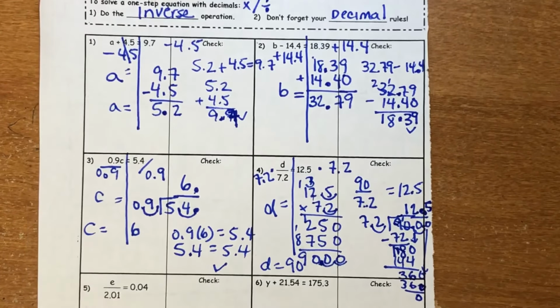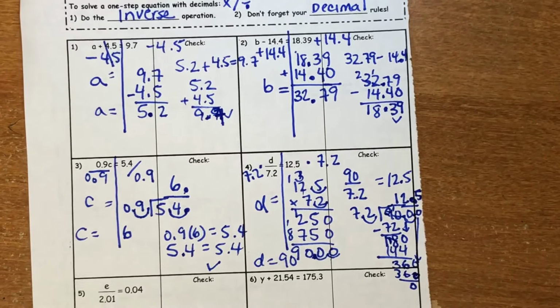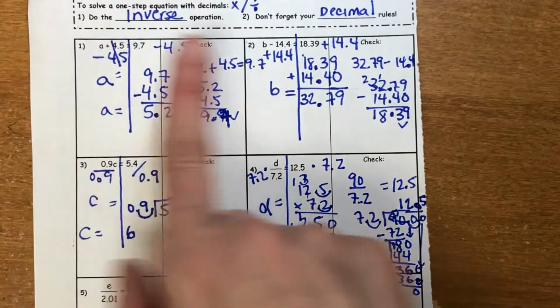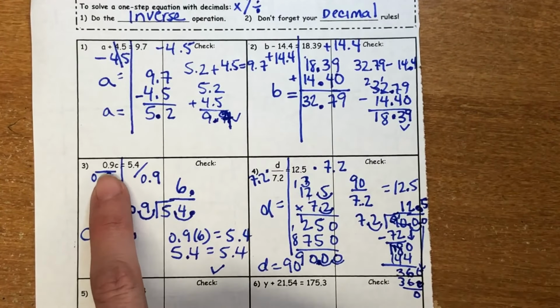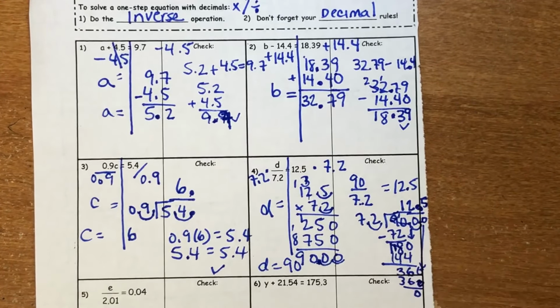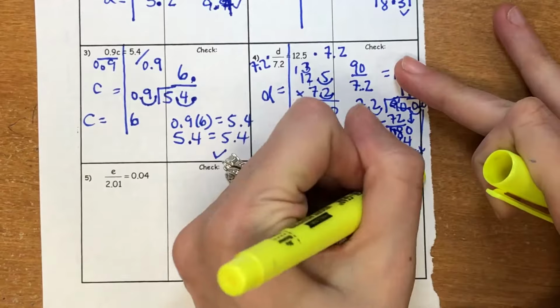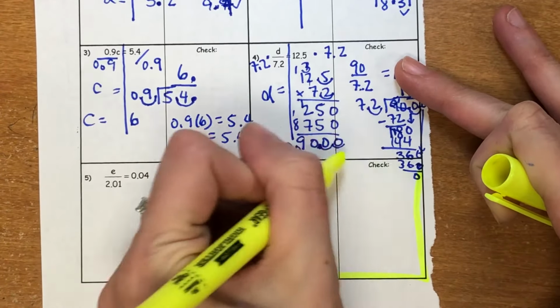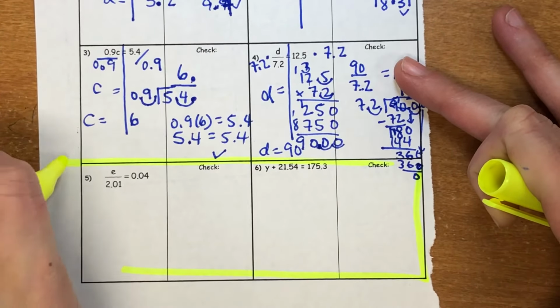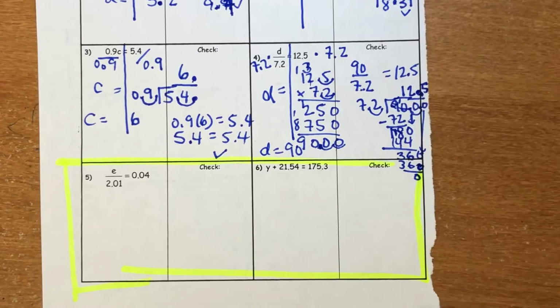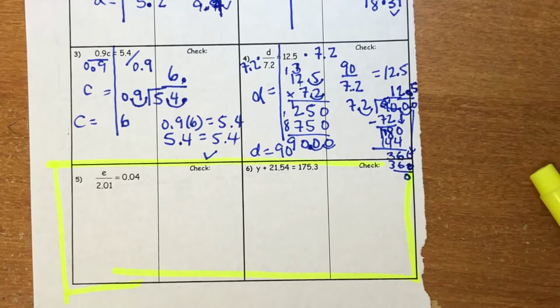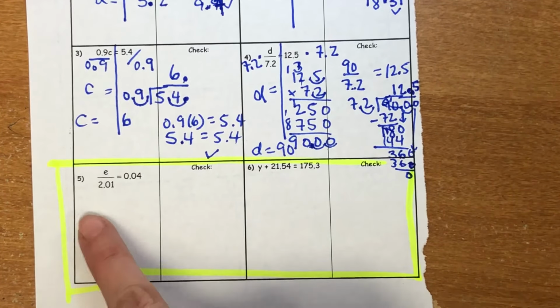So those are 4 problems I did with you in these notes. I did an addition problem, a subtraction, a multiplication, and a division. So what I want you to do on your own and try is the 2 bottom questions here. So number 5 and number 6.